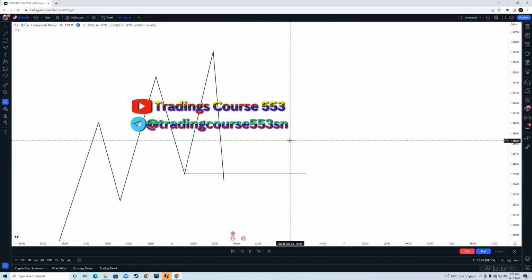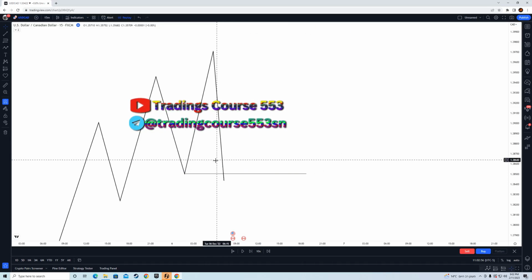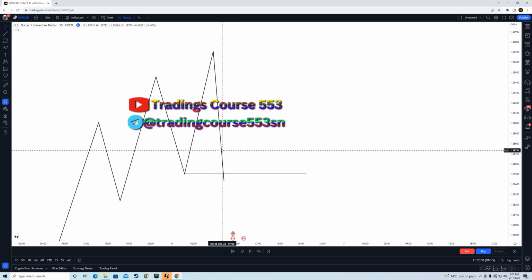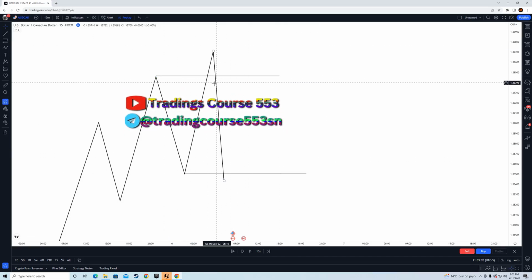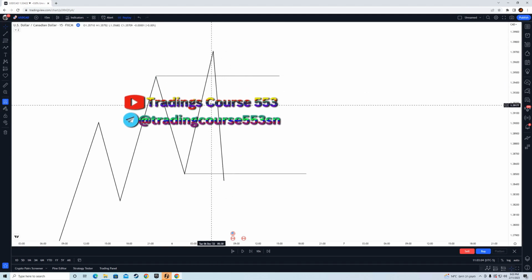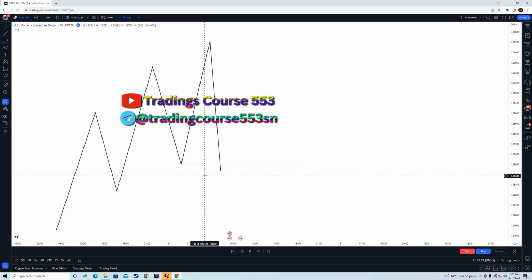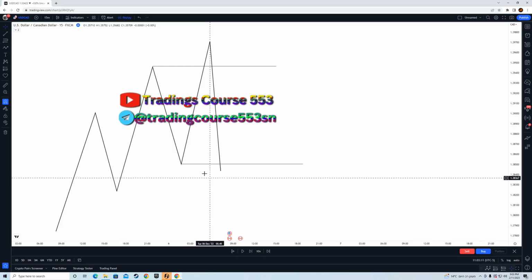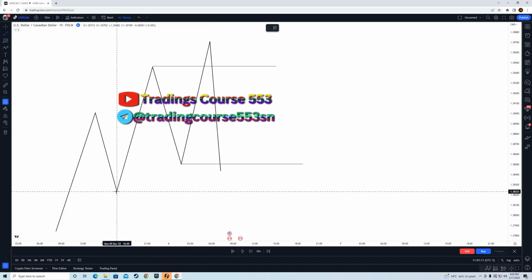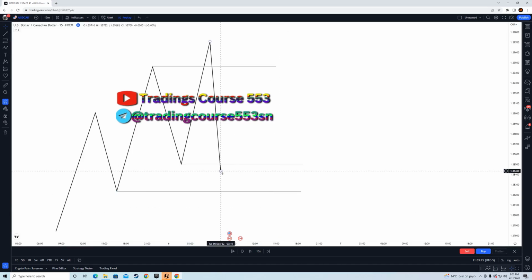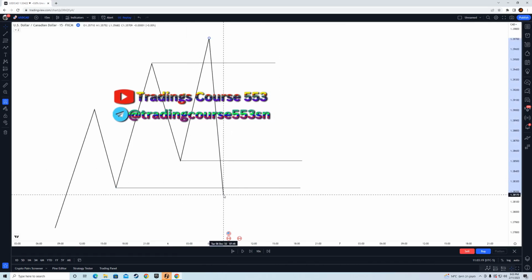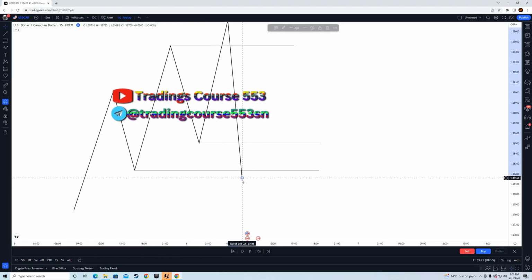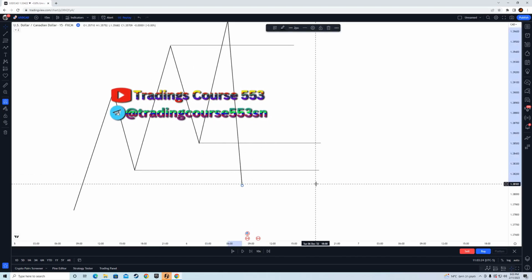Now, in the ABC strategy, we look for a market structure shift above the range or below the range, okay? But in ABCD, what can happen is, as long as this level is not broken, you can look for market structure shifts. And once this level gets broken, you can still look for market structure shifts, okay?